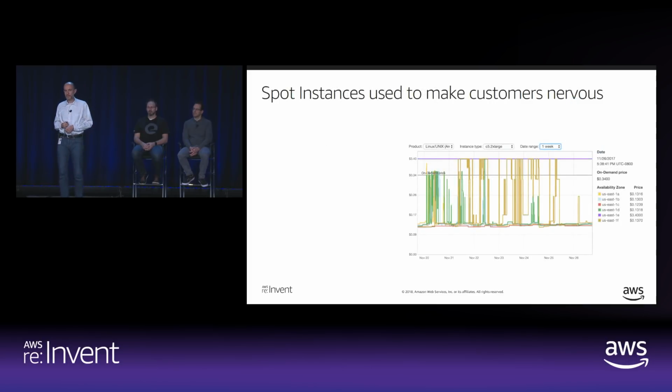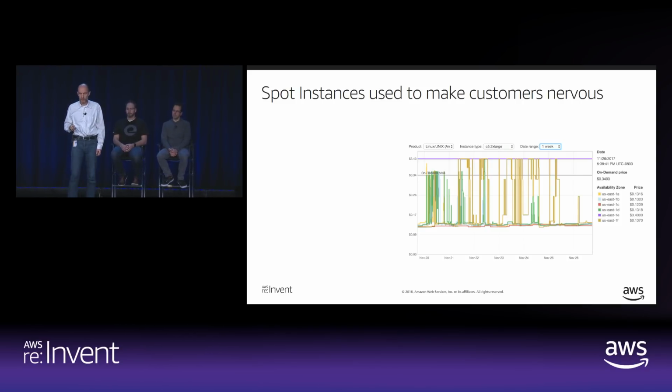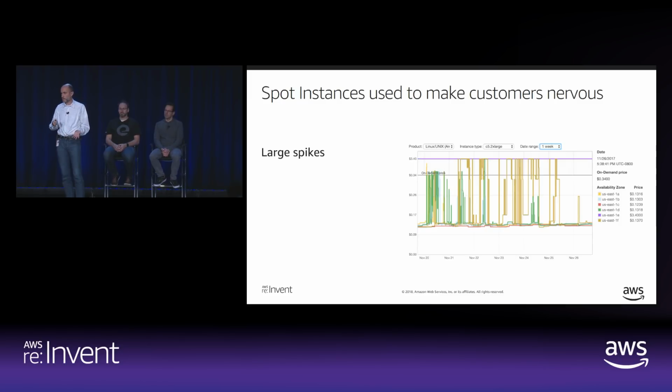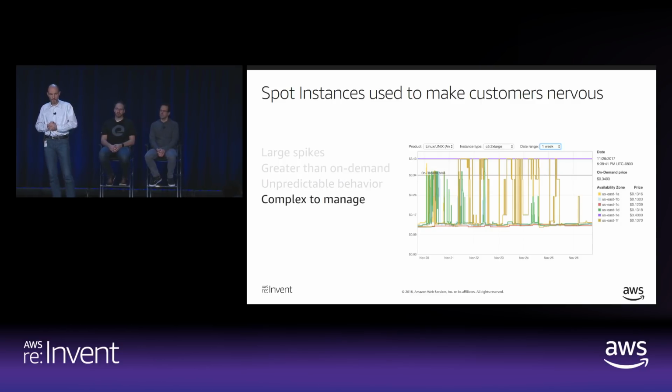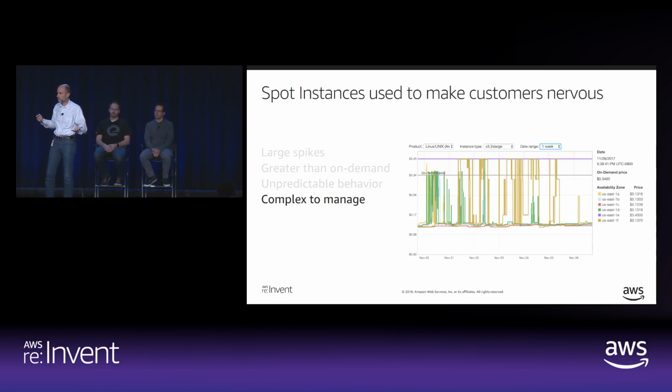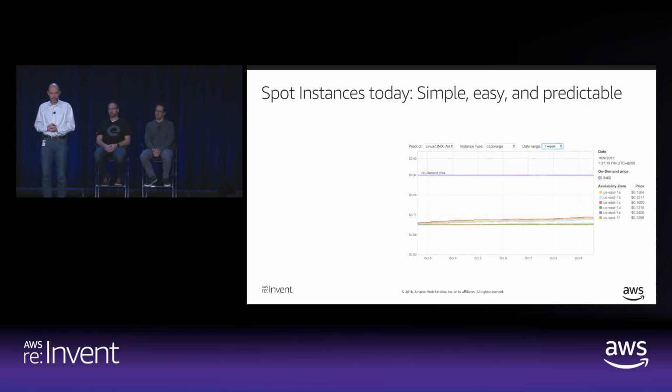So this is how spot instances looked about a year ago. This is a graph that tells you about the price on the spot instance market, and the different colors are different availability zones. And as you can see, there were very large spikes. Those spikes could occasionally be even greater than on demand because people tended to outbid themselves on the spot market. And this led to very unpredictable behavior and created a lot of uncertainty. It was complex to architect around that.